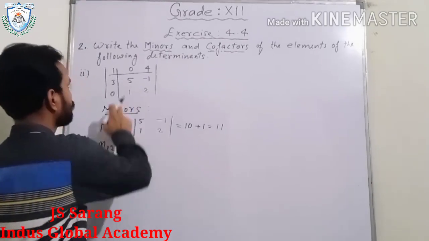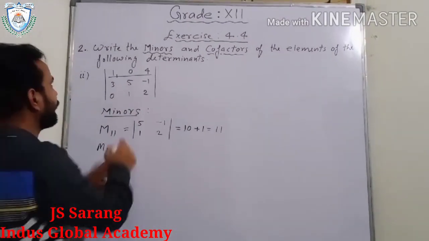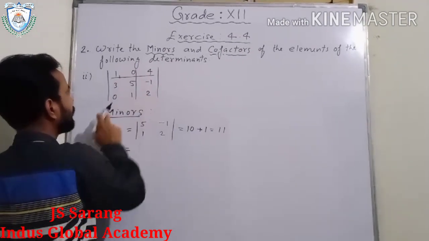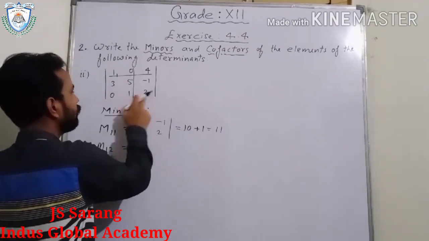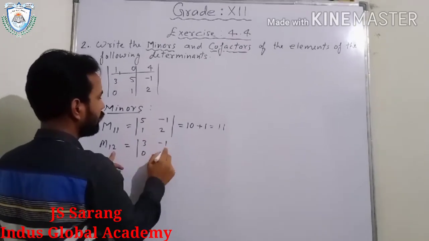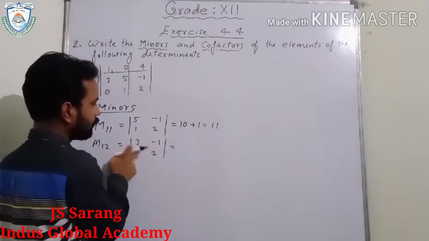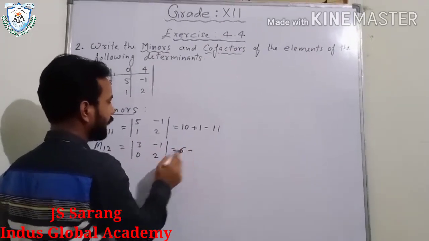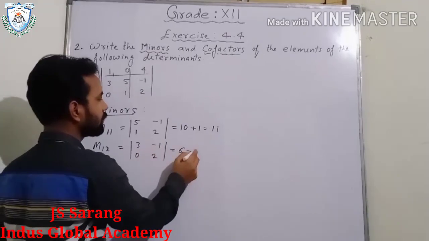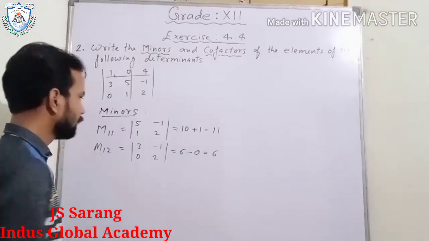Clear? Now the second minor, M12. So what we will have to do? We will have to hide first row and second column. So what is left? 3 minus 1, 0 and 2. Solve it by cross multiplication. So 3 2s are 6. Minus 0 into minus 1 is 0. So it is 6. Clear?